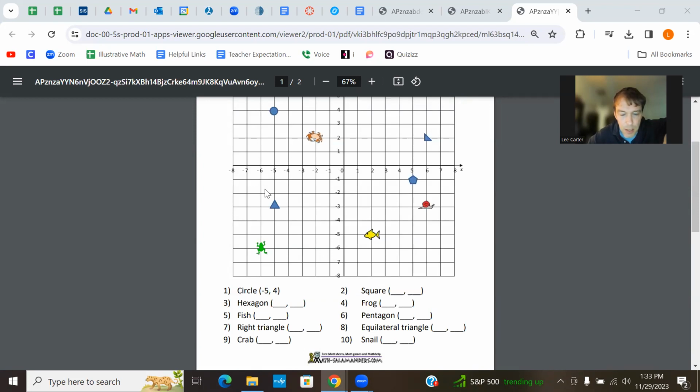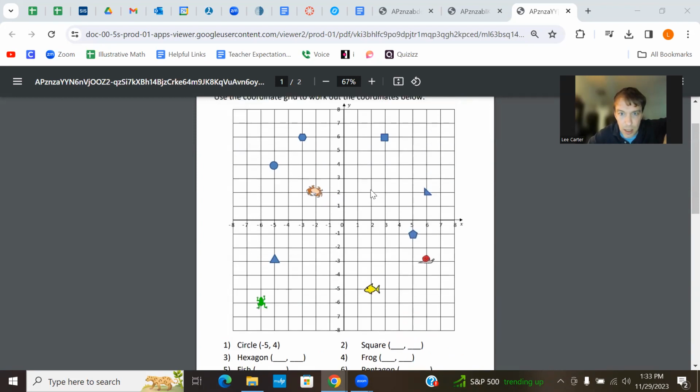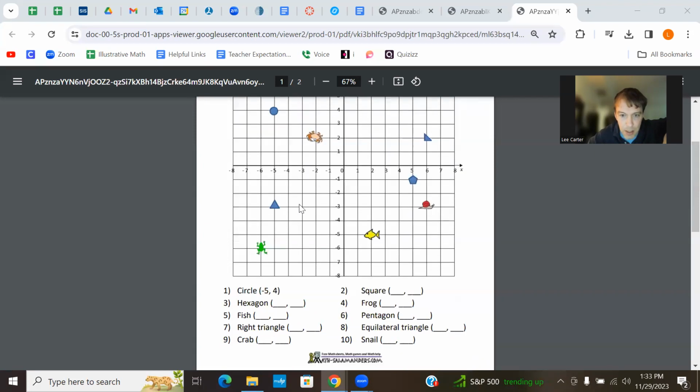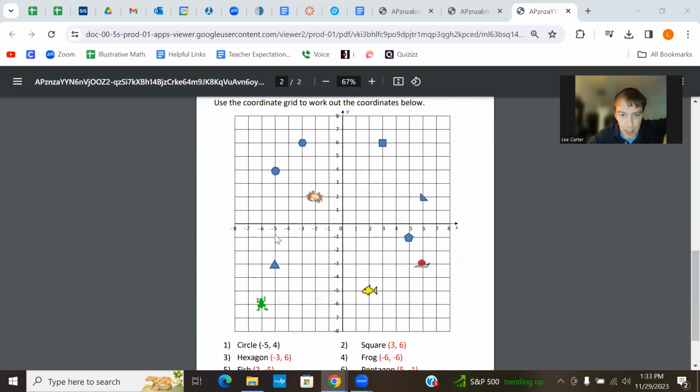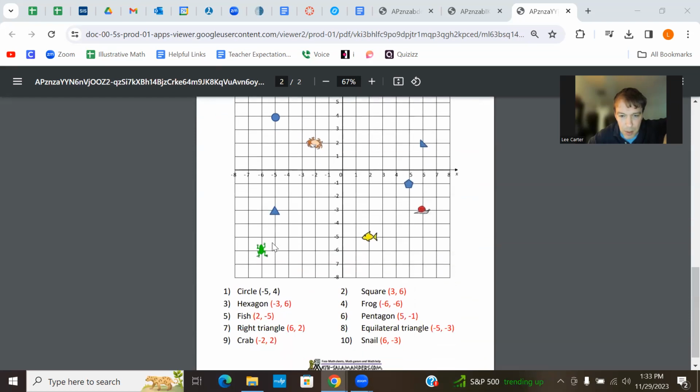Okay. So the hexagon, that's the six-sided shape right here. It's going to be at -3, +6. So we went -3, and we're on x is -3, and we're going up to +6. So that's -3, +6. Okay. Here's the answers right here, by the way. I'm going to go through most of them, though.